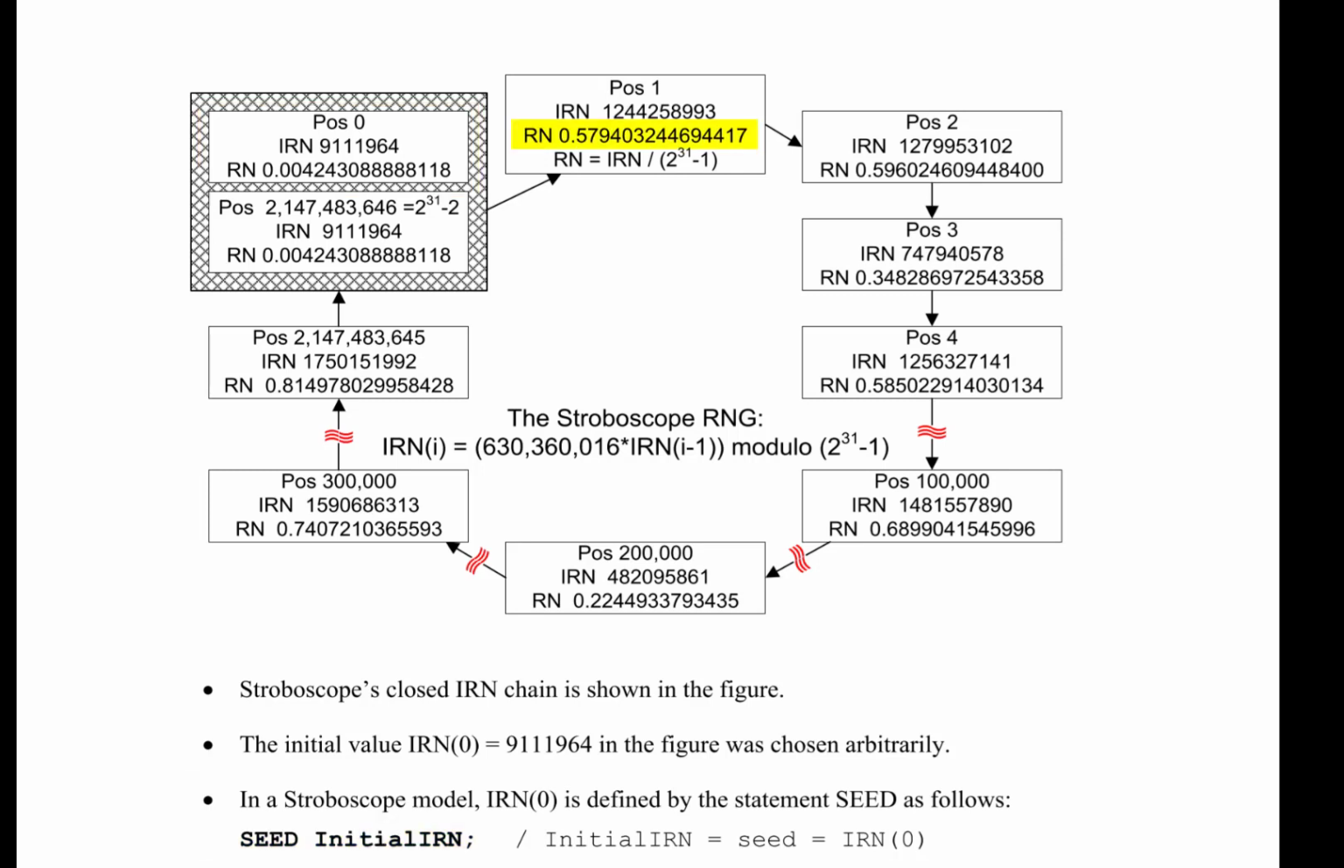The corresponding random number in the interval 0, 1 is obtained by division. That is, the integer random number in position I is divided by 2 to the 31st minus 1, and that results in a random number in the position I, which is between 0 and 1. Notice that these random numbers in the interval 0, 1 do not include the value 0 or the value 1.